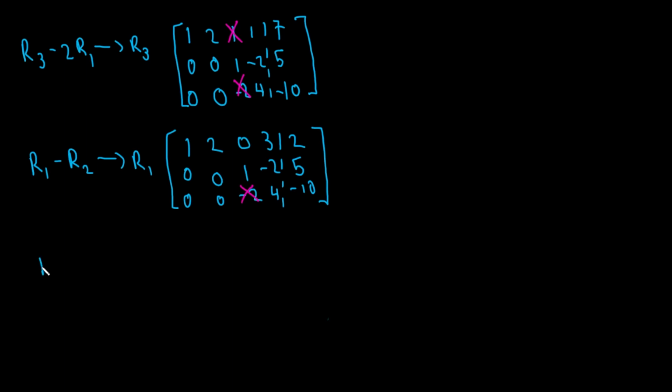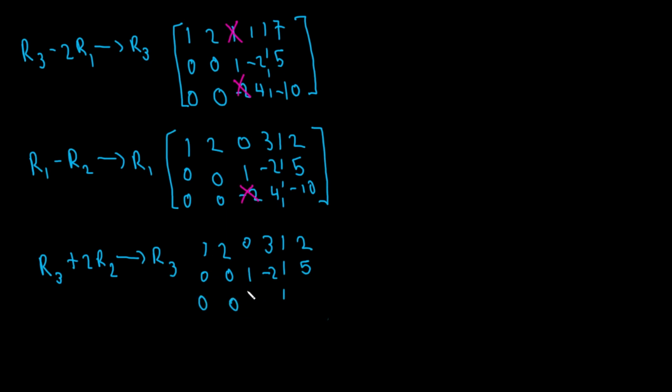So row 3 plus 2 row 2, and we want to make this the new row 3 because that's where we're eliminating the term. So the first 2 rows will stay the same because we're only affecting the third row in our final matrix using this operation. 0, 0, 1, minus 2, and 5. And so 0 plus 0 is 0, 0 plus 0 is 0, or yeah, minus 2 plus 2 is 0, 4 minus 4 is 0, and minus 10 plus 10 is 0.